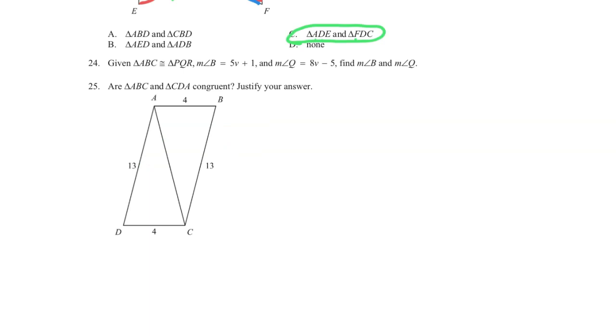Are triangle ABC congruent to triangle CDA? So they share the same side. This side is congruent with this side, and this side is congruent to this side. So both triangles are congruent because corresponding sides are congruent.